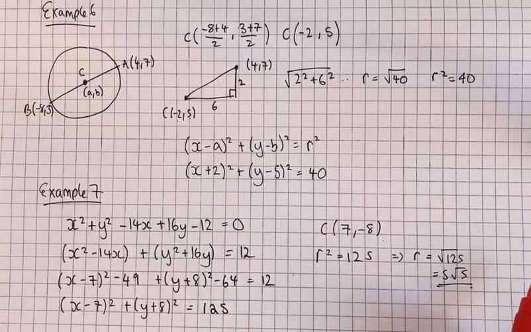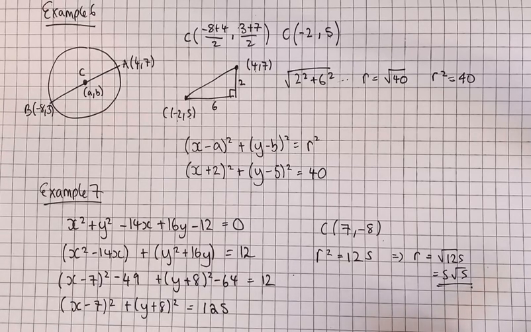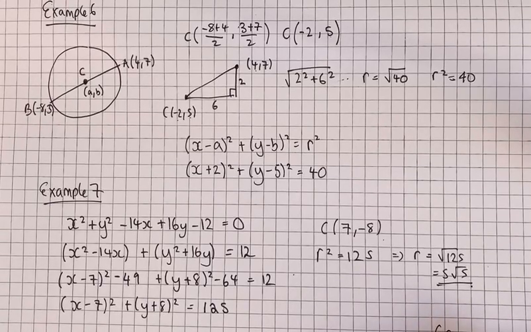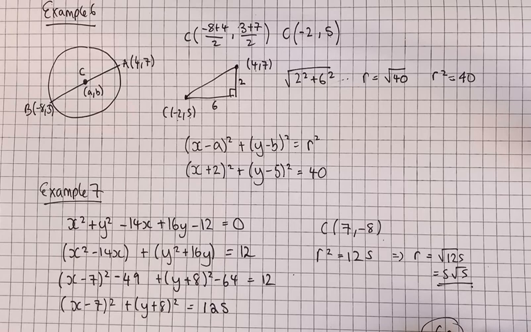Okay, that's all the examples for the third part of this chapter. So if you now have a go at exercise 6C on page 119, and it carries on to 120.